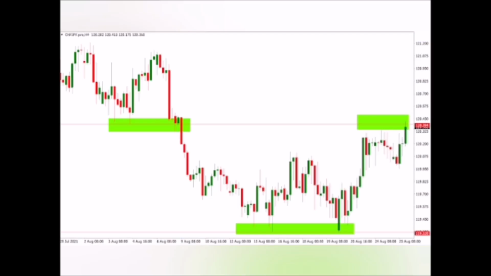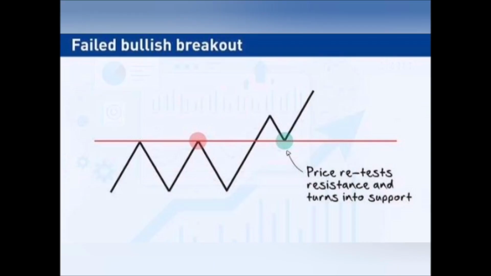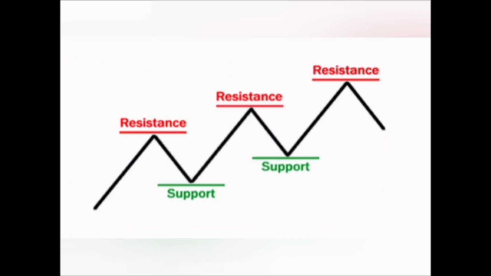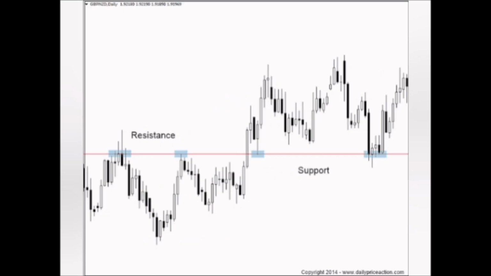How does this form? Sellers push price to a low. Buyers step in and price rises. Sellers attempt to push price lower but fail at the same level. A breakout above resistance confirms the trend reversal.